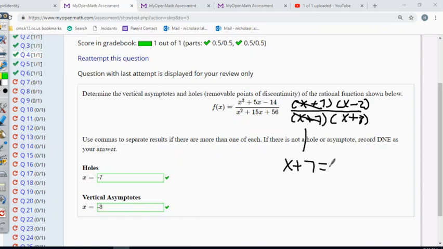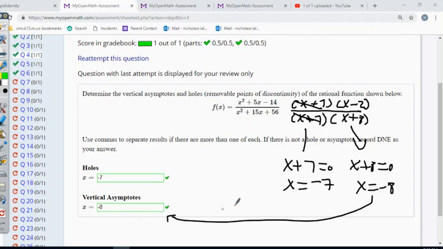X plus 7 equals 0, x is equal to negative 7. And this does not cancel out, so it's a vertical asymptote. X plus 8 equals 0, x is equal to negative 8. That is our hole and our vertical asymptote. If it cancels out, it's a hole; if it doesn't cancel out, it's a vertical asymptote.